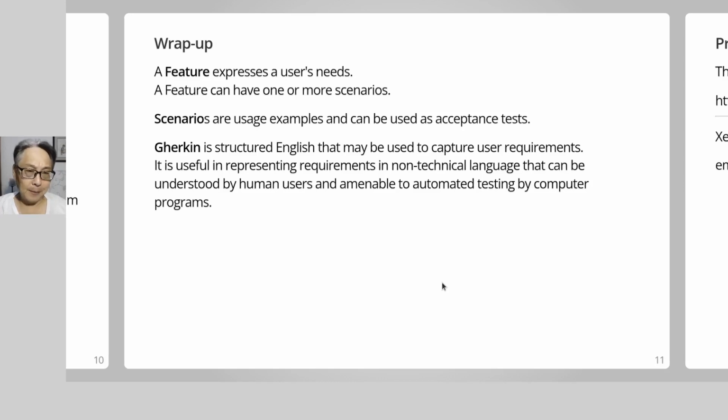So let's wrap up. A feature expresses a user's needs, and a feature can have one or more usage scenarios. Scenarios are usage examples, and they are extremely useful because they can be used as user acceptance tests. And I prefer to write requirements in Gherkin syntax. Gherkin is structured English that may be used to capture user requirements. It is English and therefore quite easily understood by non-technical people, but because it's structured in such a way, it can also be understood by software tooling to automate the testing of user requirements for computer programs.